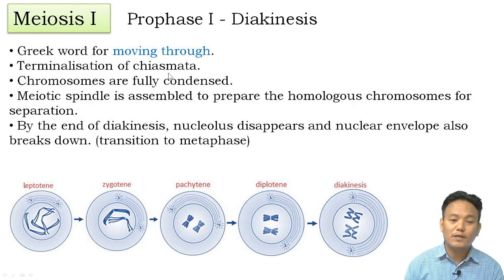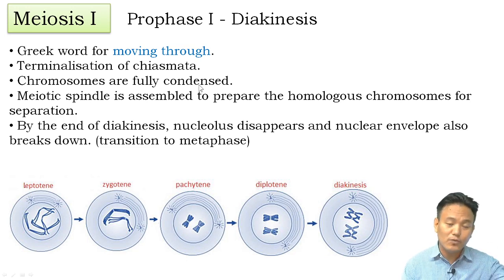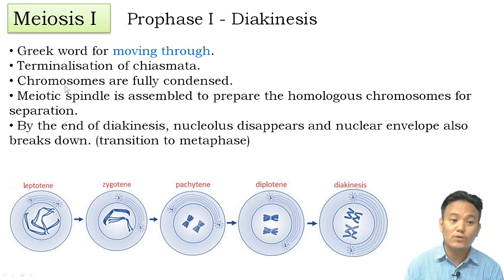of chiasmata. During this particular phase, the chromosomes are now fully condensed, the chromatin becoming a rod-like structure instead of a thread-like structure. And the meiotic spindles, the spindle fibers, which are microtubules, start to assemble and prepare the homologous chromosomes for separation.